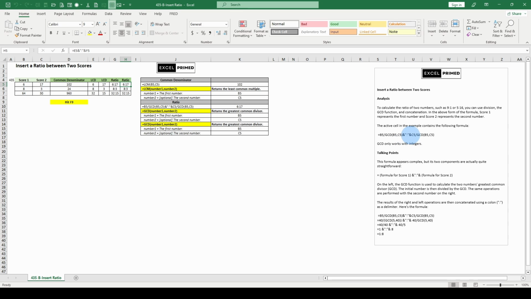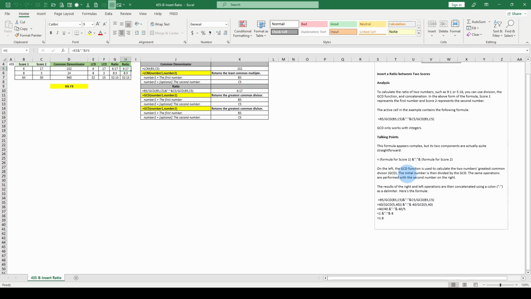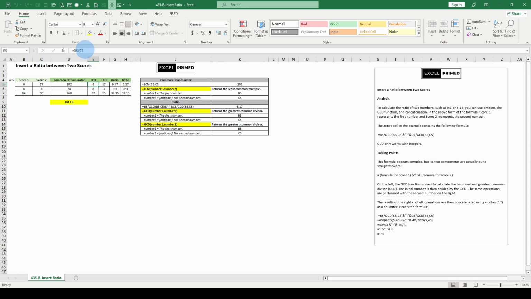You have to use this ampersand sign. When you end the concatenate, if you want to continue the formula, you have to add another ampersand, and then we're going to look at the second score, C5 divided by GCD B5, C5. This formula appears complex, but its two components are actually quite straightforward. Formula for score 1 and formula for score 2. On the left, we're using D5 divided by C5 and D5 by B5.